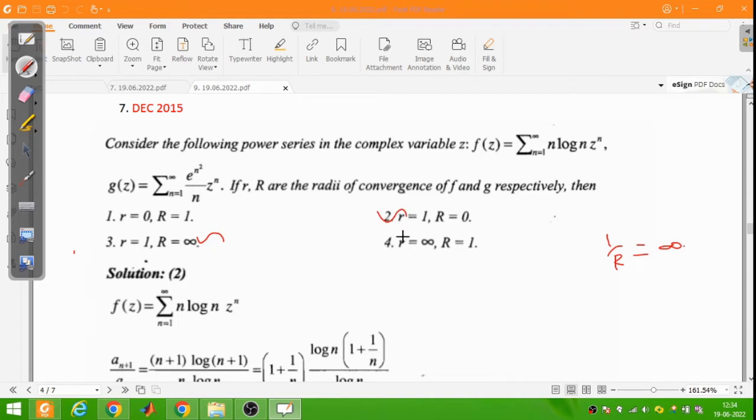So here option 2 is correct. But if you forget to convert 1 by r into r, you would choose r equals infinity, so it is wrong. We worked out everything, but in the last step you forgot to convert into r, so you would choose option C, option 3. It is wrong, but the correct option is r equals 0. Are you clear what I say?